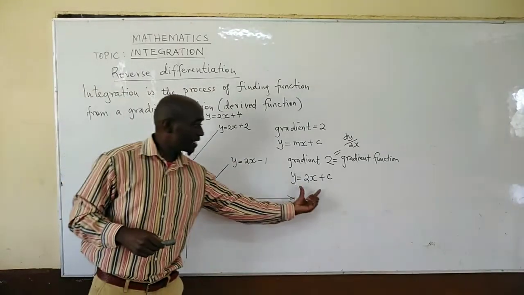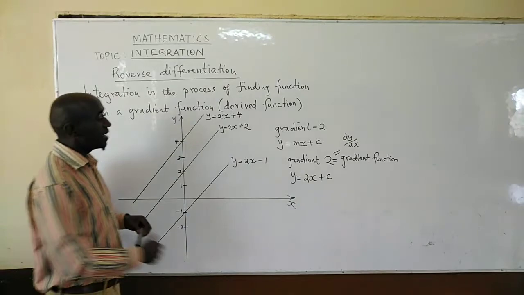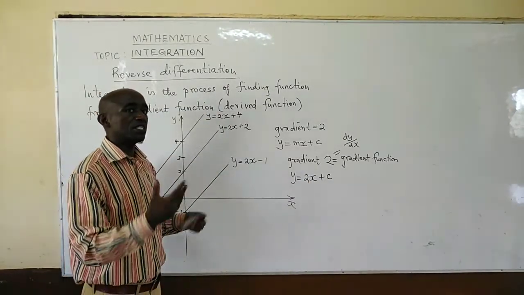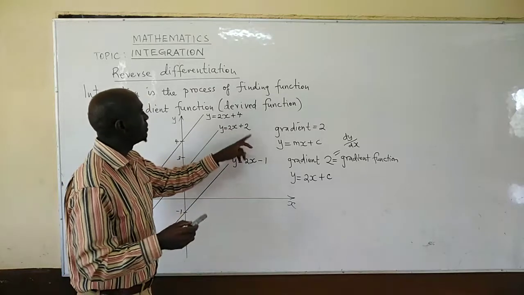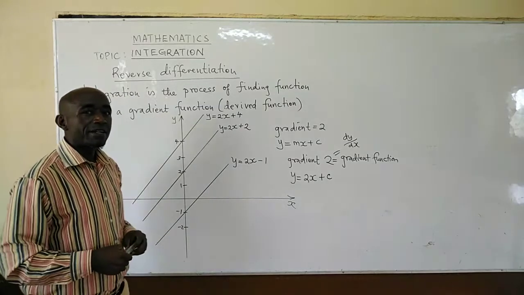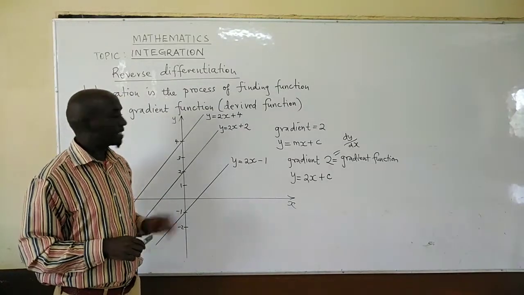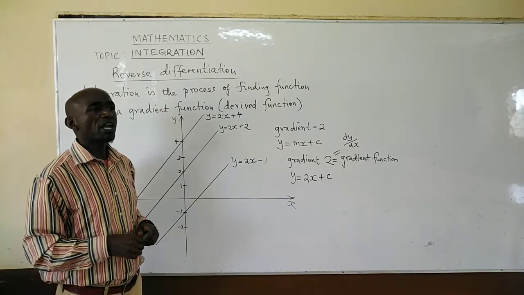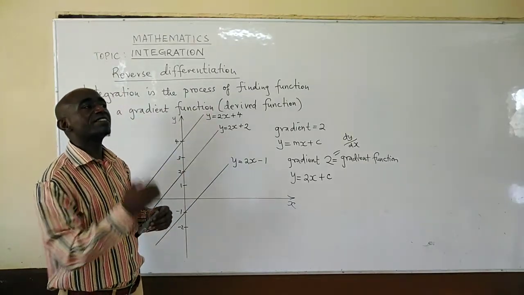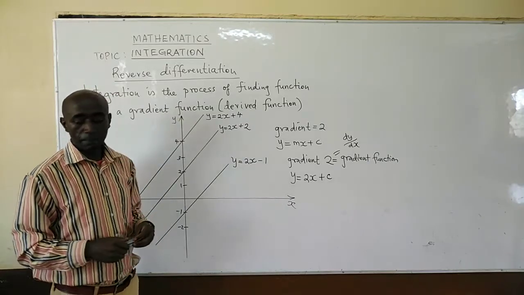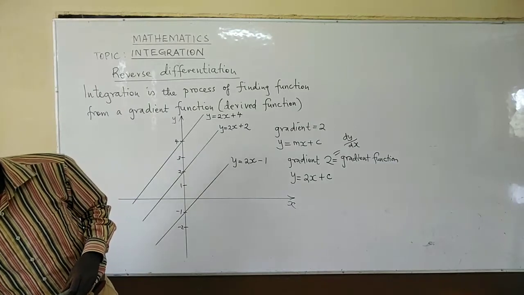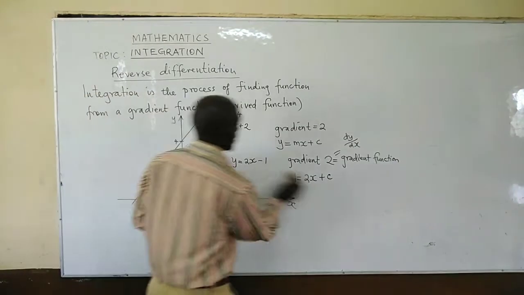What we have done here is we have integrated. This c can take any value. It can be 0, it can be 1, it can be 4, it can be 2, it can be -1. You see, we can have very many parallel lines passing through these different points. So that is why we will have very many answers. Actually, we have infinite answers. We cannot say it's this number of answers. So let us look at an example.